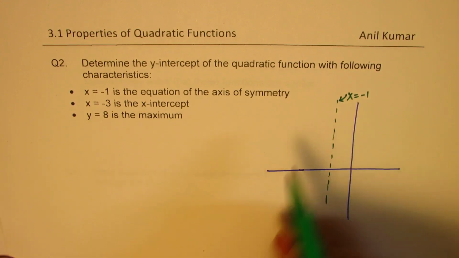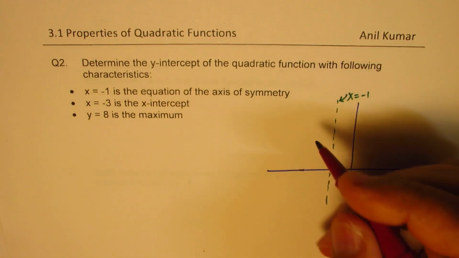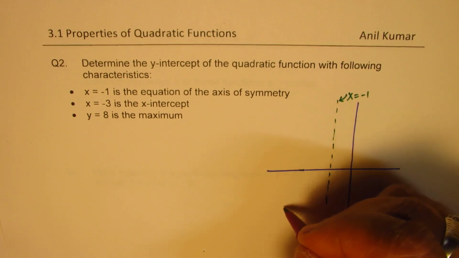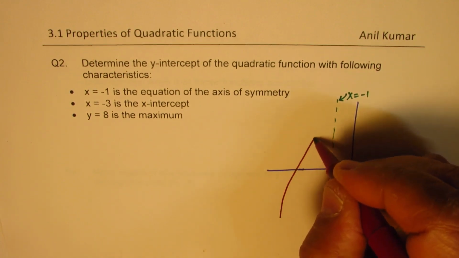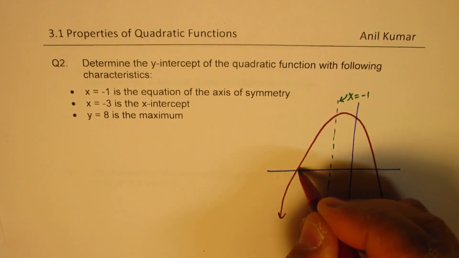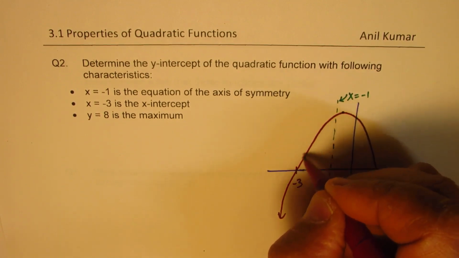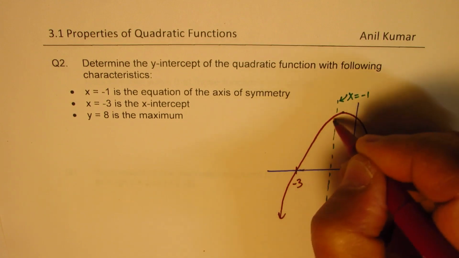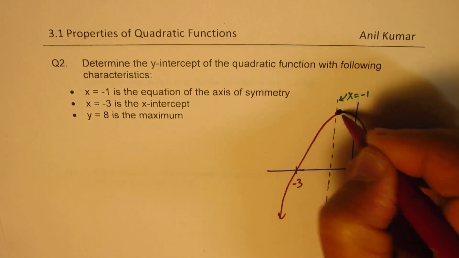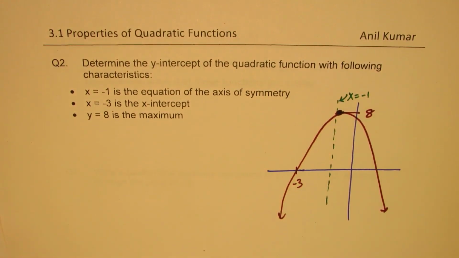And we have a maximum somewhere here, which is at 8. So keeping those values in mind, I could actually sketch the function which goes through minus 3, let's say. So we have a parabola which could be kind of like this, right? So this point here is minus 3, and this vertex should have been on the axis. So let's say this point here is your maximum, right? So this maximum is at 8. So that is what we know.